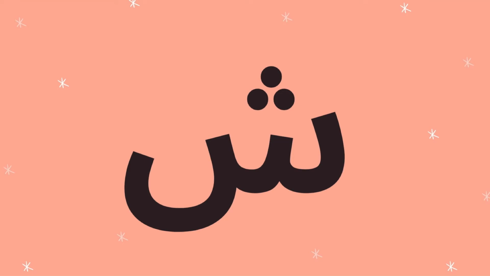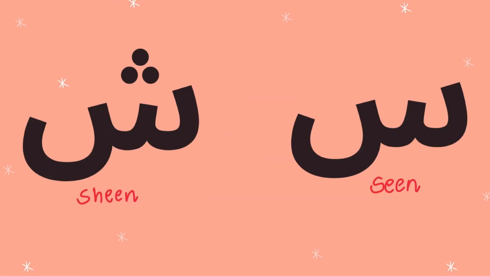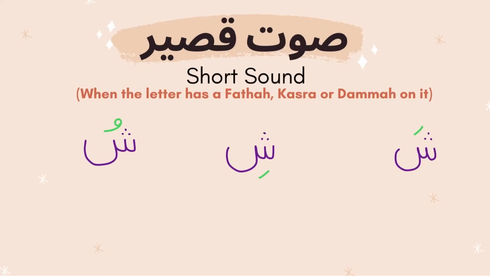It's very easy. You need to make two teeth and a big belly, and don't forget 3 dots on top. Now we have 2 letters which look the same except one has 3 dots on it. These are our letters Seen and Sheen. The letter Seen has no dots on it, and the letter Sheen has 3 dots on it.